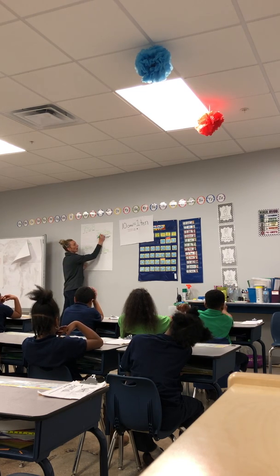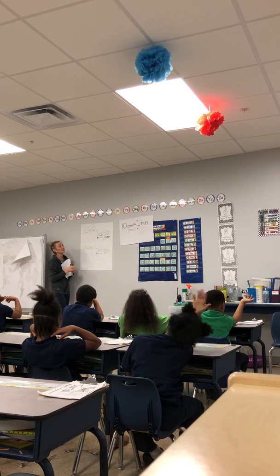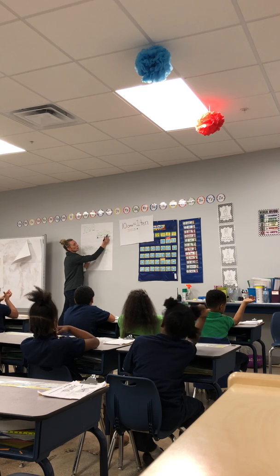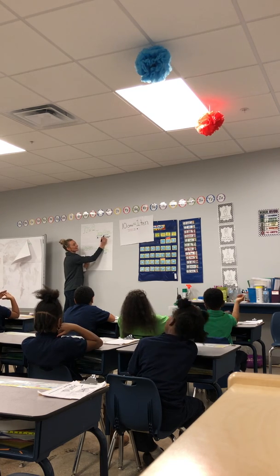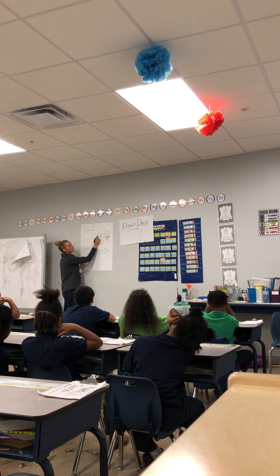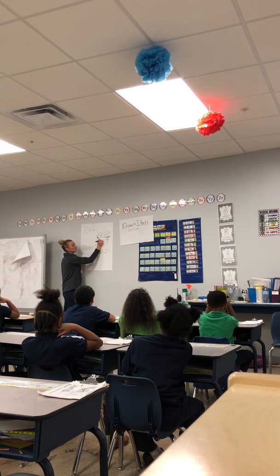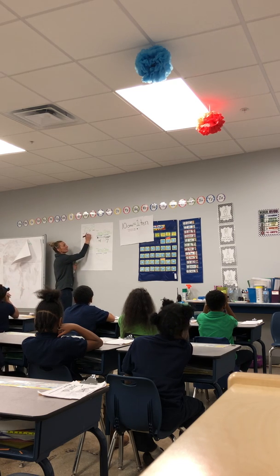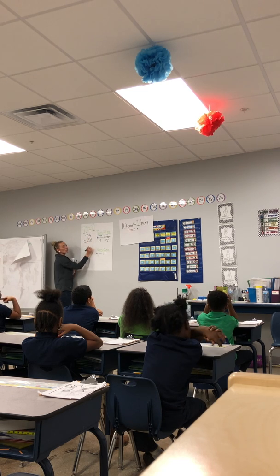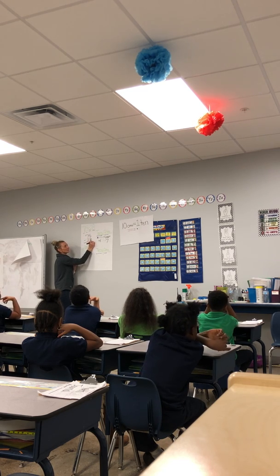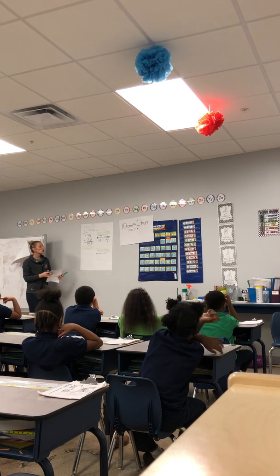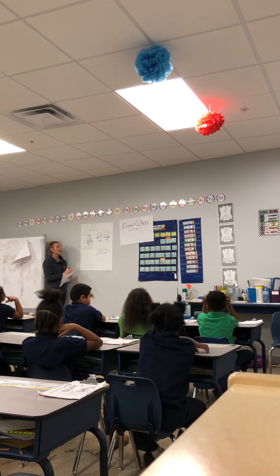Let's count. 1, 2. So now let's count how many ones we have left. Ready? 1, 2, 3, 4, 5, 6, 7. Let's count how many tens I have left. 1, 2, 3, 4. So I know 75 minus 28 equals 47. Say 47. 47. Say that's easy. That's easy.